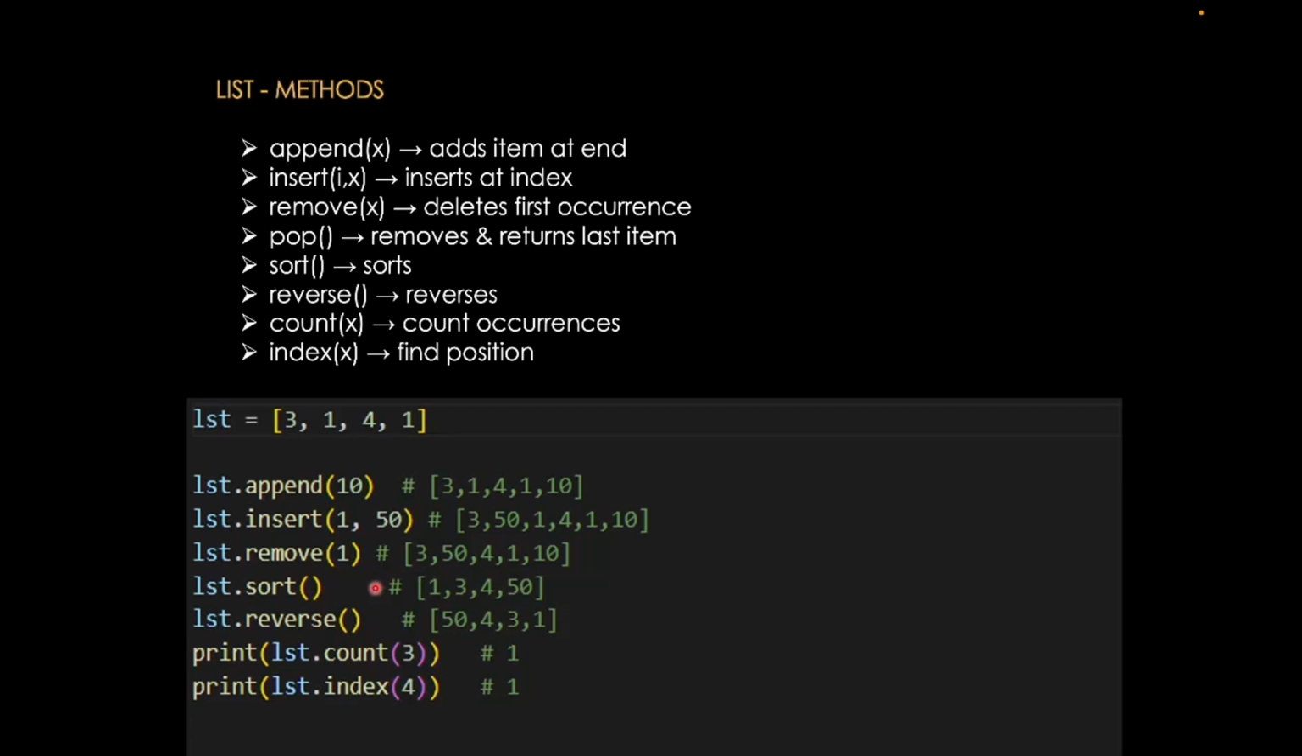We can sort a list in ascending order using sort, or descending using reverse. Count is used to count the occurrence of an item. Now 3 is at only 1, and index is used to find the location or index of a particular item.